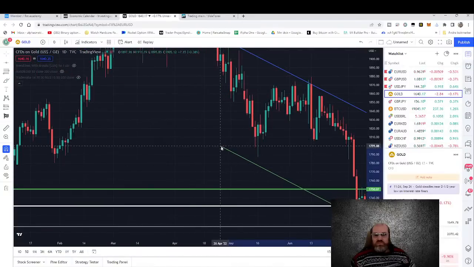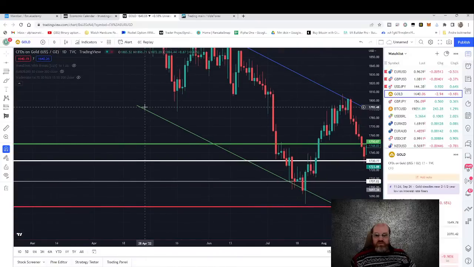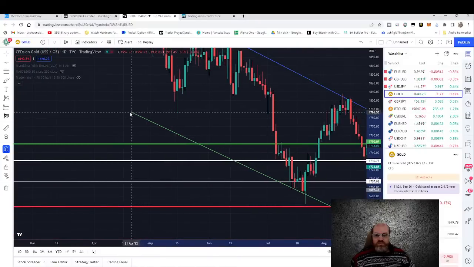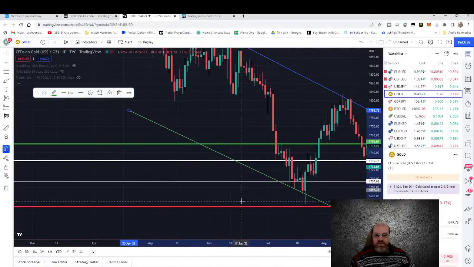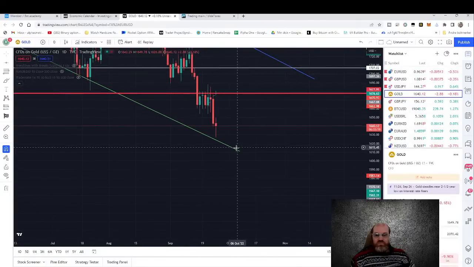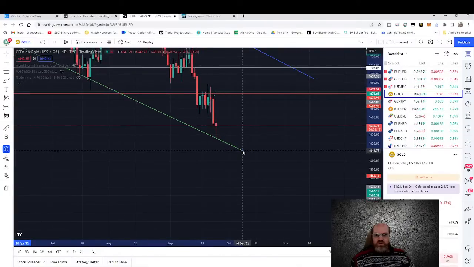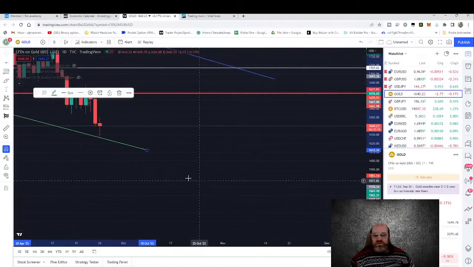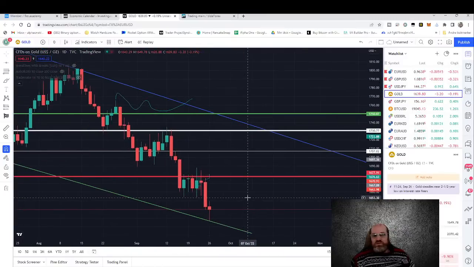So let's see if I can move it more correctly. Something like that. So we can move you a little there, and there you have it. That's how it basically looks like.